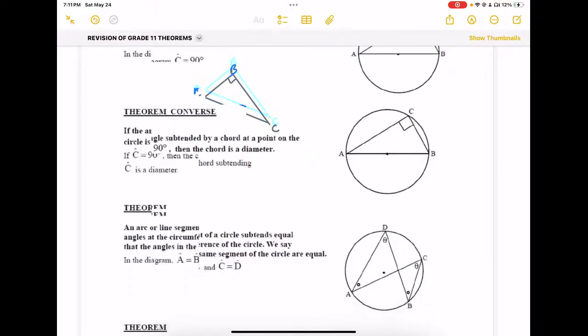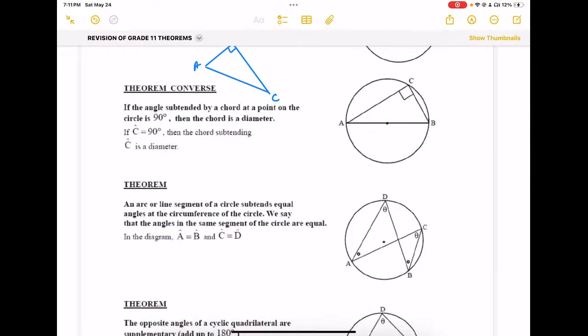And then go to this one. This is also a very important theorem, about angles in the same segment. So when we say angles in the same segment, let me show you. We draw a line here.